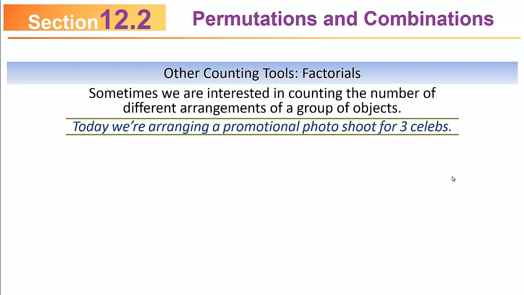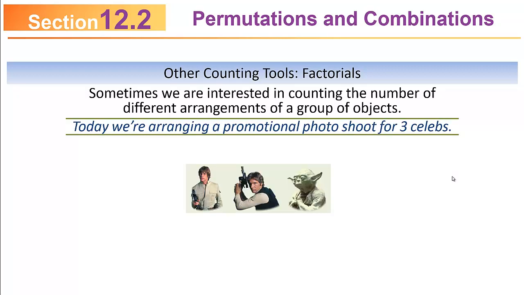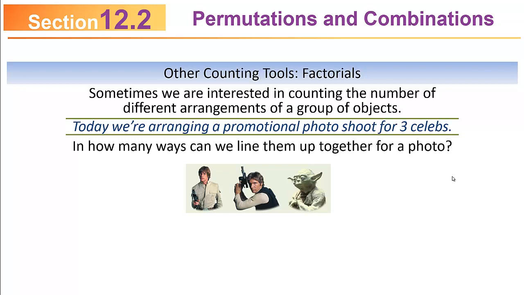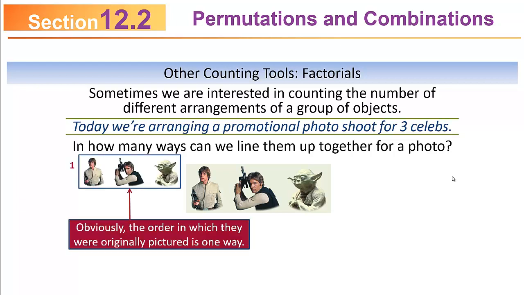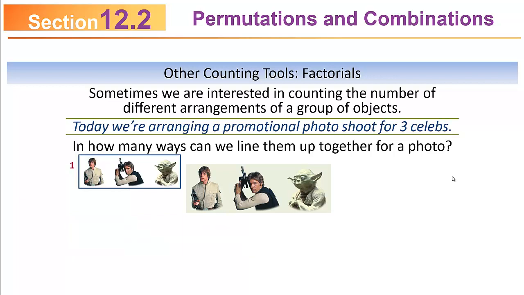Suppose we're arranging a promotional photo shoot for 3 celebrities. And if you like Star Wars, you'll recognize these as Luke, Han, and Yoda. I'm asking the question, in how many ways can we line them up together for a photo? If you're just going to list them by brute force, one way is to just leave them in the order they appear now. You've got Luke, Han, and Yoda. And then you need to figure out how many ways you can move things around to get a different arrangement.